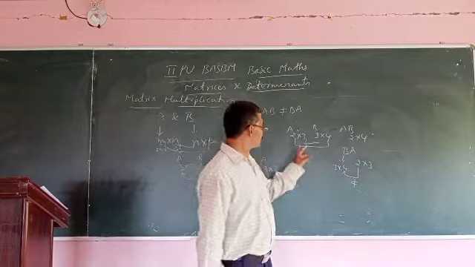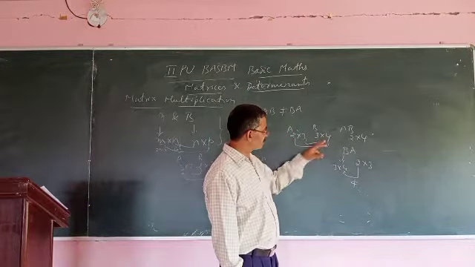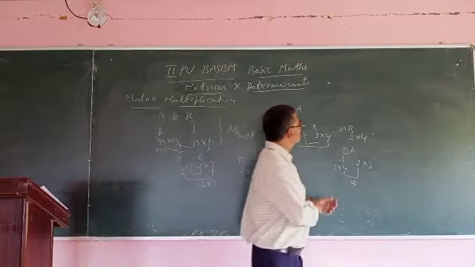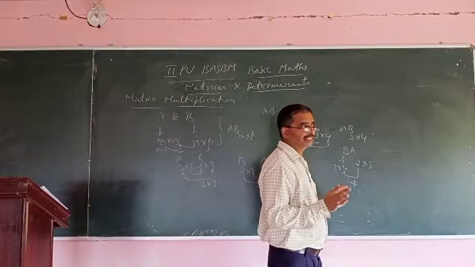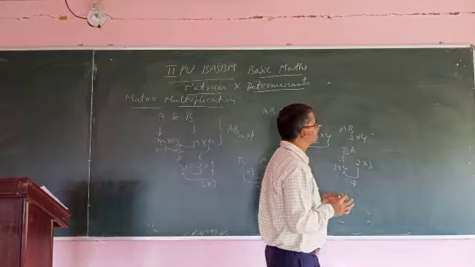Important. So in this example, if A is 3 cross 3 and B is 3 cross 4, AB is 2 cross 4. So it is not defined. It is not defined.